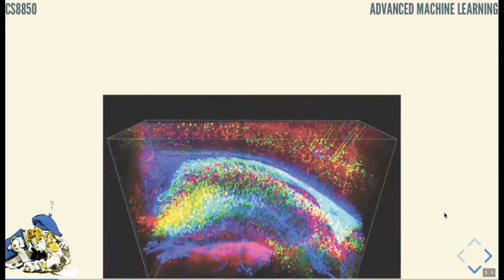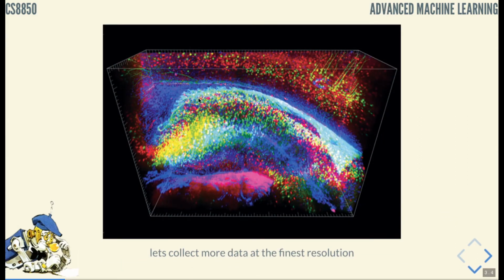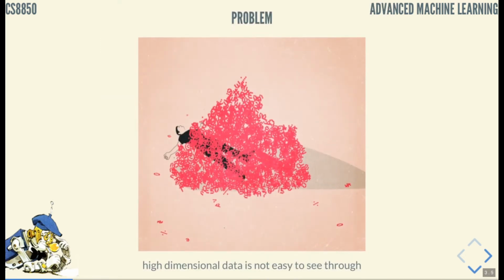So our usual answer to questions like that is, let's collect more and more data so we understand more and more. And at some point, the data becomes so large that it becomes a problem itself, because high-dimensional data is not easy to see through. Yes, we can collect everything, and then what? How do we make inferences? How do we find the physical or biological laws hidden in the data? By analyzing the data, but it's just vast amounts.